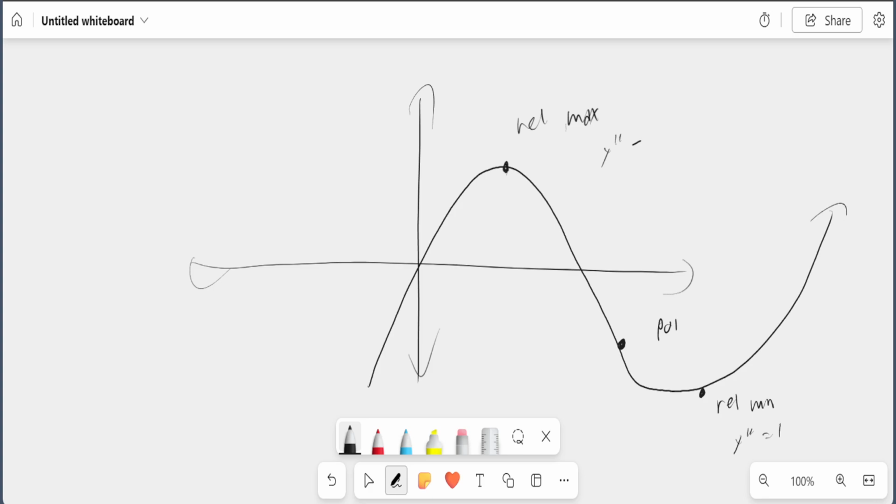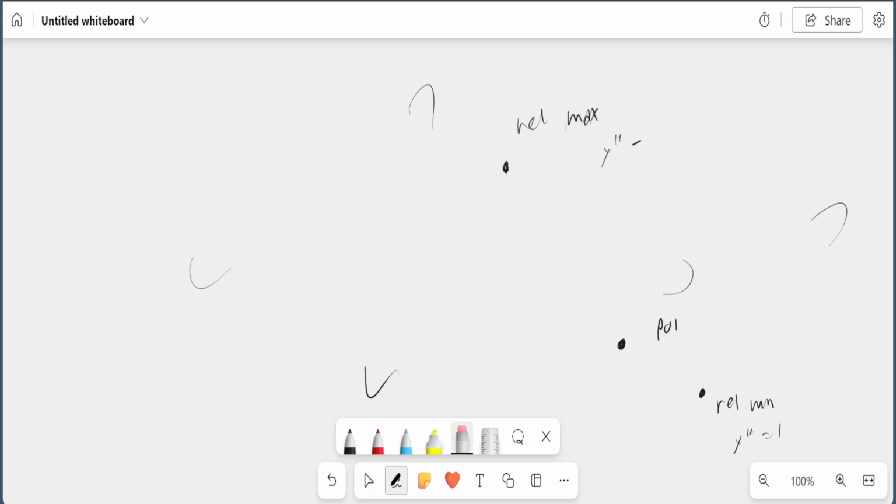That's my best graph that I can do. But that's why they're called critical points, because they're like the most important parts of the function.